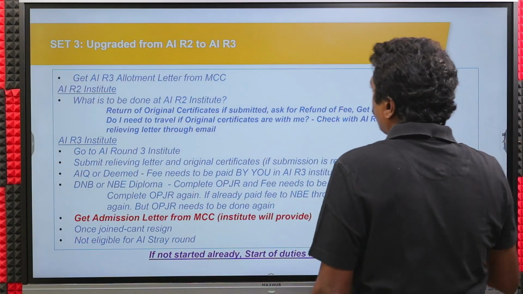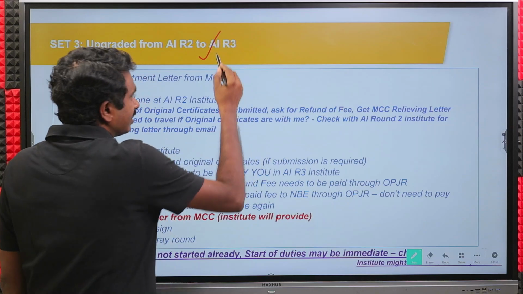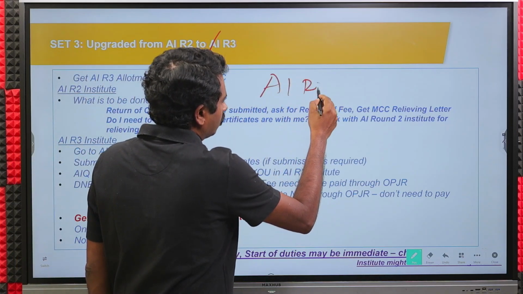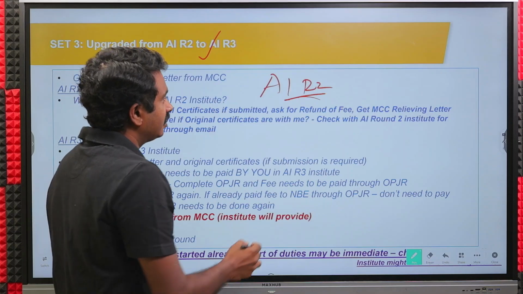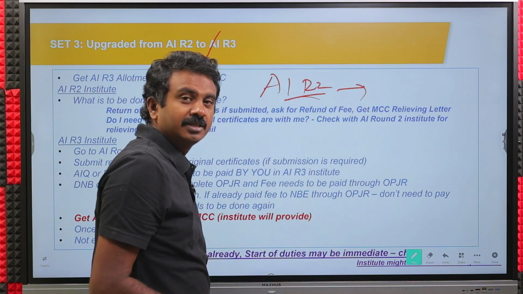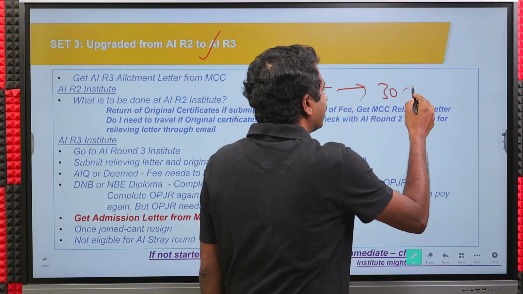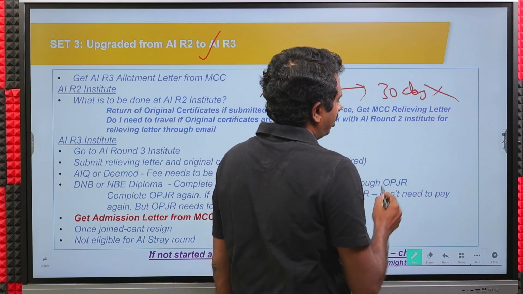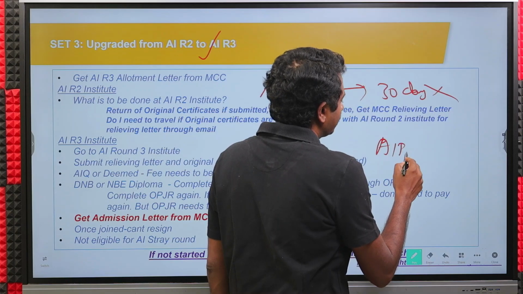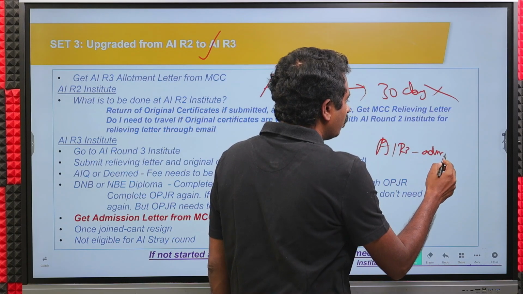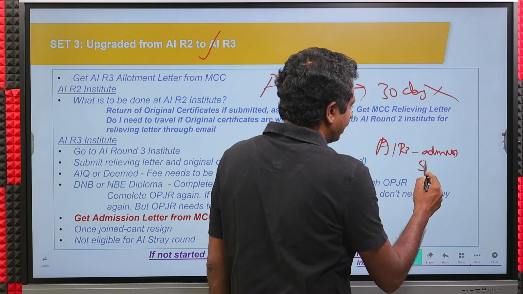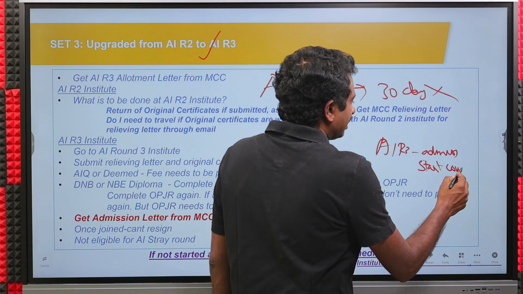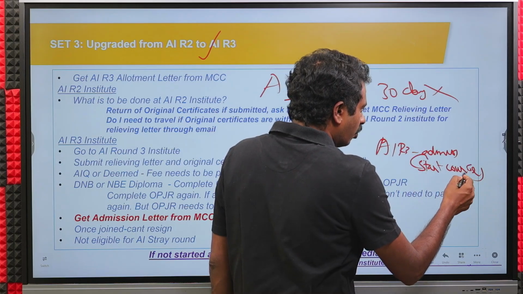Now, let us say the course has started already for All India Round 2 joined candidates. Whether the course has started and I spent 30 days there, this is not relevant. All India Round 3 admission is a fresh admission and you will have to start the course from the date. Transfer, etc. is not allowed.